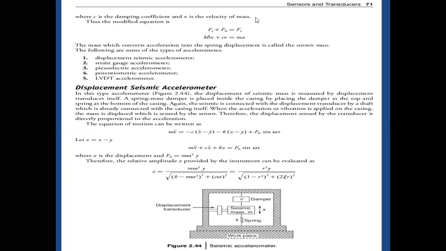So by equating those three equations, Fs plus Fd is equal to Fa, where Fa is the external force. The external force is directly proportional to, or equal to, the summation of the spring force plus the summation of the damping force. So the equation will be K into delta X plus Cv is equal to Ma. Okay, so we have some notes here.